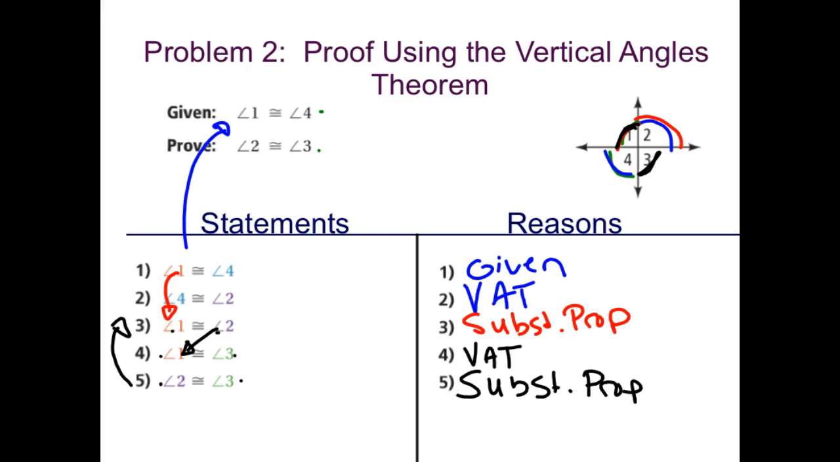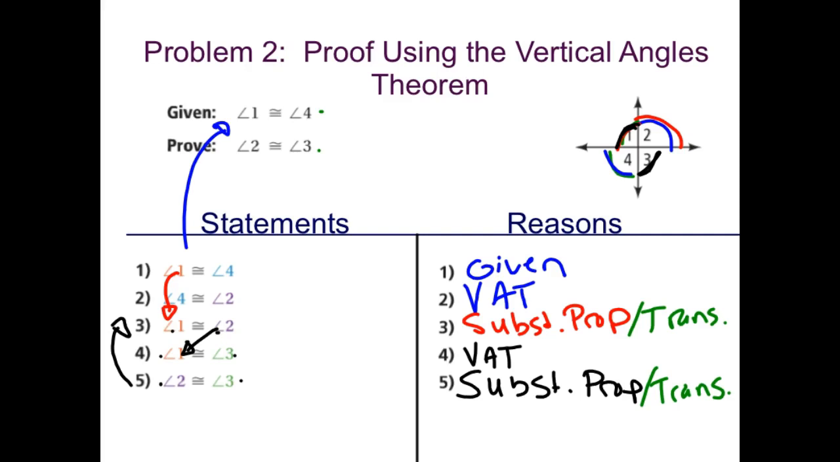Now there are some other ways you could do this also using the transitive property, technically, for both of these lines. I would accept either of those. A lot of times they're interchangeable. Not always, but you could say transitive for step 3 and 5 as well.